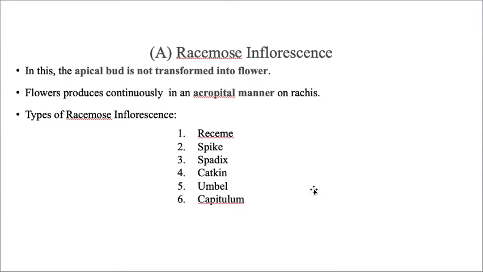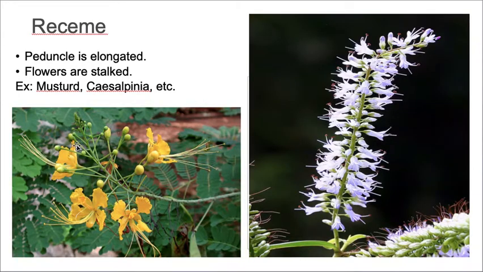Apical bud do not transfer into flower. See, this is point number one. Point number two, flowers are arranged in an inverted conical shape, that means acropetal. Okay. Now, in this, the first type is raceme.